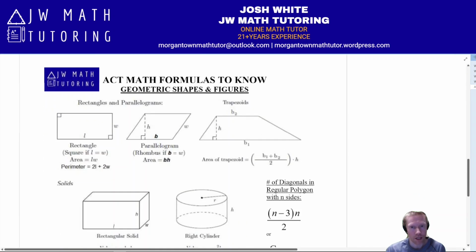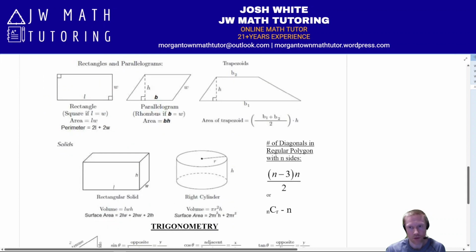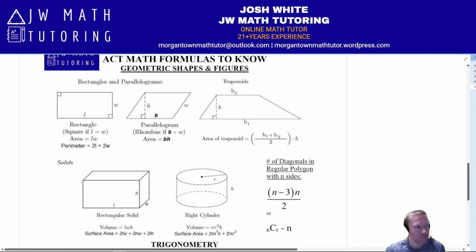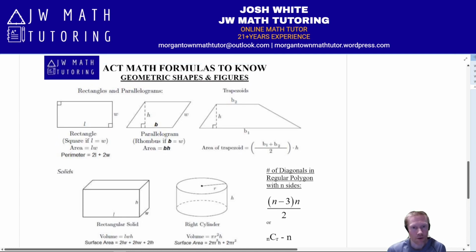Now, moving on to the next page, here we have some geometric, kind of shapes, 2D shapes, and then below that 3D figures. So first, we have just a basic rectangle, or you could also make a square out of it if the length and width are the same. But for a basic rectangle, the area is just length times width. Common thing to know. And its perimeter is just 2 times the length plus 2 times the width.